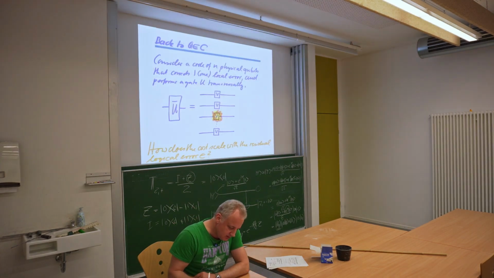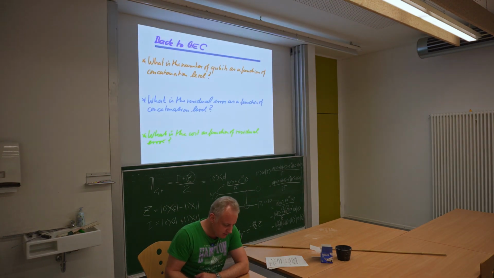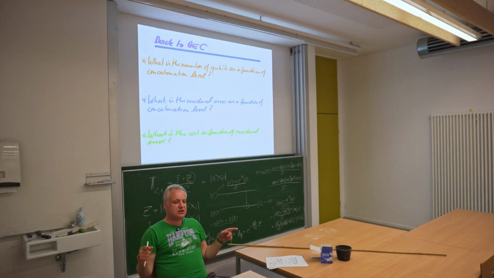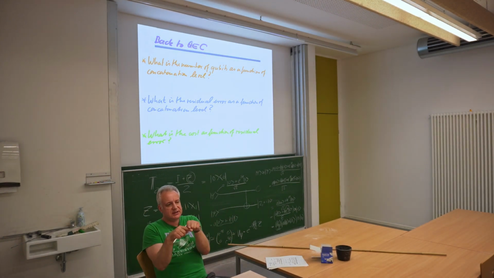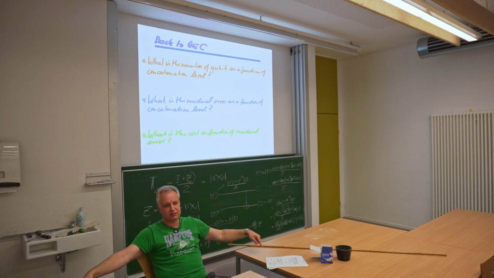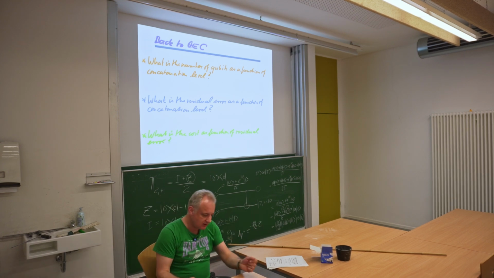Good. Okay, so now let's do a calculation that we didn't do last time. So there is this concatenation of coding. So for the Steane code, first level has 7 qubits, second level has 7 to the power of 2, 49, then 7 to the 3, and so on and so forth.